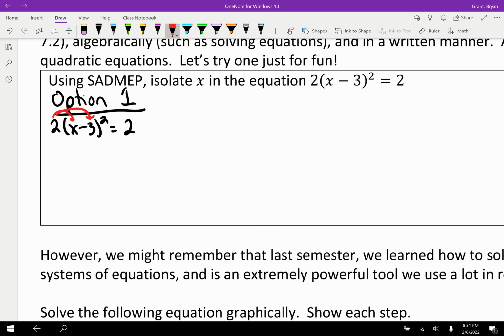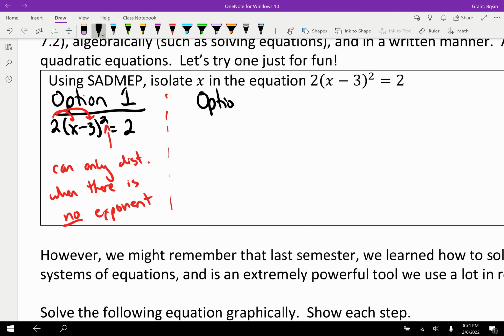You can only distribute, and I'm going to abbreviate that, when there is no exponent. Technically, that means that there's an exponent of 1, but we're just going to say no exponent. If there's an exponent there, it kind of acts as a blocker. We'll find a few ways to get around that, but for now, we don't know it.